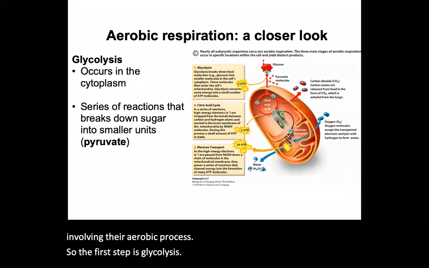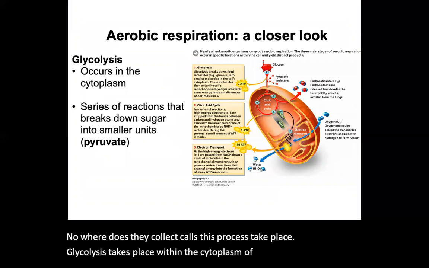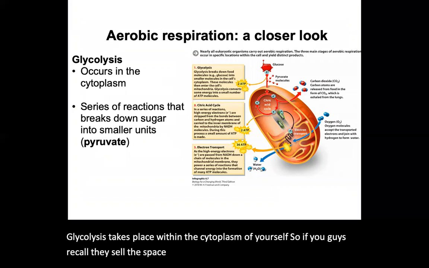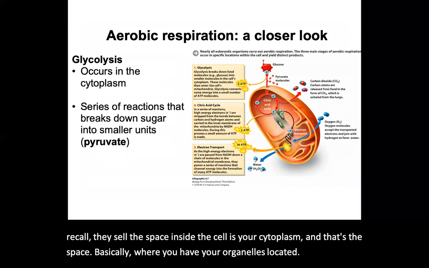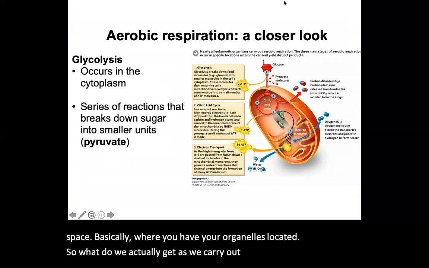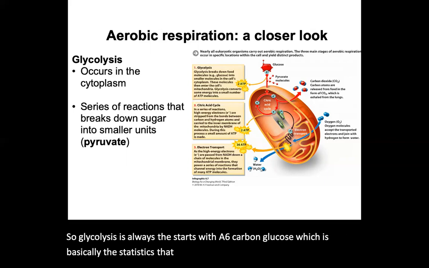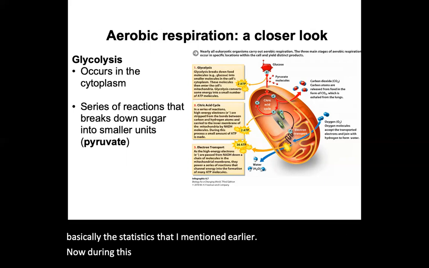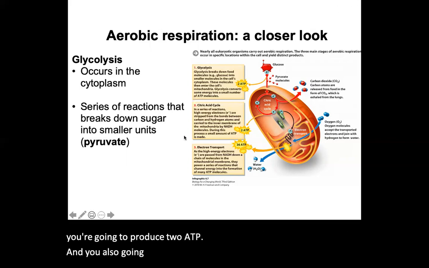Now, where does the glycolysis process take place? Glycolysis takes place within the cytoplasm of your cell. If you recall, the space inside the cell is your cytoplasm, and that's the space where you have your organelles located. So what do we actually get as we carry out the process of glycolysis? Glycolysis always starts with a 6-carbon glucose, which is basically the C6 that I mentioned earlier. During this process, you're going to produce 2 ATP, and you're also going to produce a final product called pyruvate.